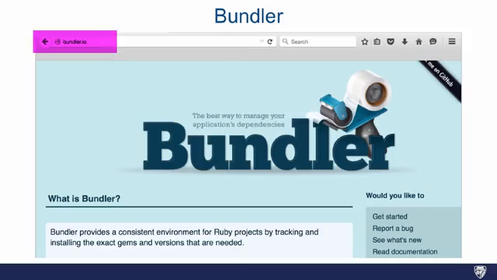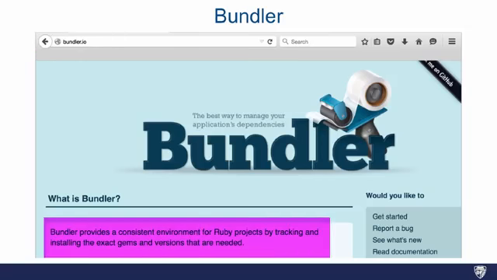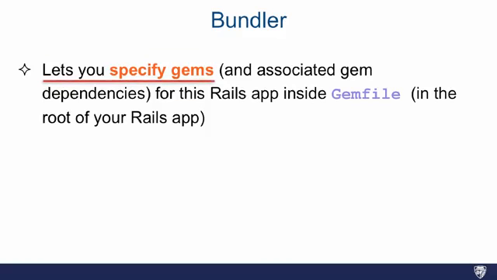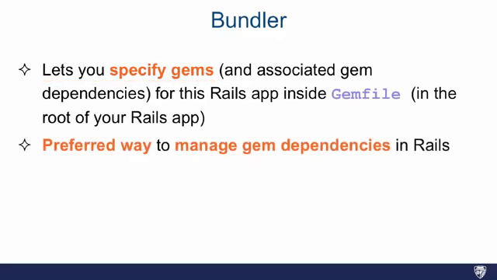So if you go to bundler.io, you'll see that Bundler basically provides a consistent environment for Ruby projects by tracking and installing the exact gems and versions that are needed. So it lets you specify the gems for the Rails application, and the way you do that is you specify that inside the gem file. And this is the preferred way to manage gem dependencies in Rails, because Bundler is able to resolve a lot of dependencies and it tries to make everybody happy.